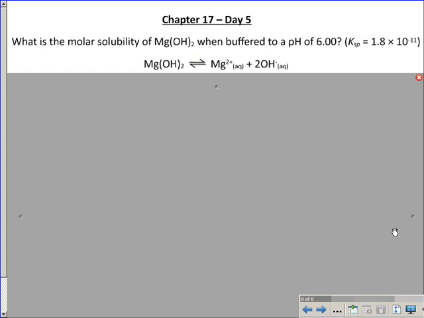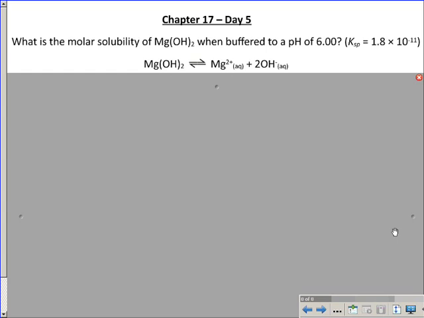Now, if we were just throwing magnesium hydroxide in water and we knew the Ksp, we could use that to calculate the equilibrium concentrations. We could use that to calculate the molar solubility. And then we could use that if we wanted to calculate the solubility in grams per liter. But you'll notice it said when buffered to a pH of 6.00. Well, what that fundamentally means is we've changed the pH. We've messed with the pH in this problem.